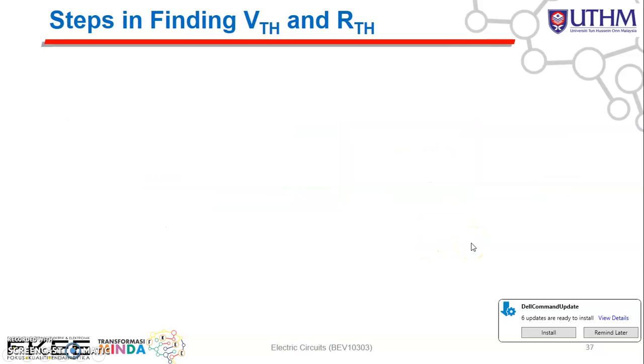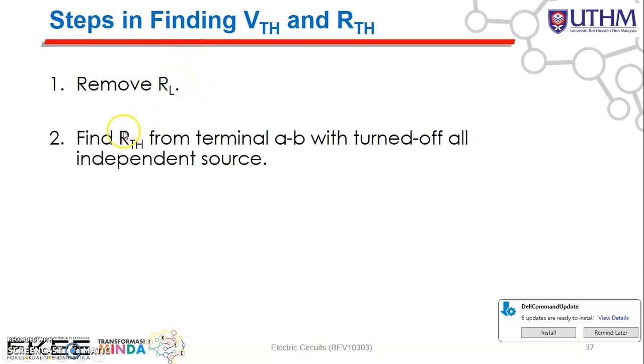Okay, so let's have a look at the step-by-steps in the process of finding the V Thevenin and then the R Thevenin. So first, you need to remove the variable load, RL. Okay, and then after that, you find the R Thevenin from the terminal AB. We turn off all independent source. Okay, remember, you need to turn off all your source, include your voltage source and the current source, and then you just find the R equivalent. So the R equivalent will be represent your RTH.